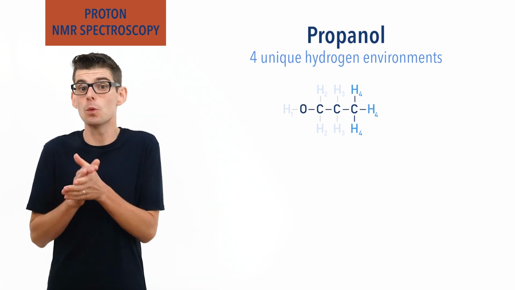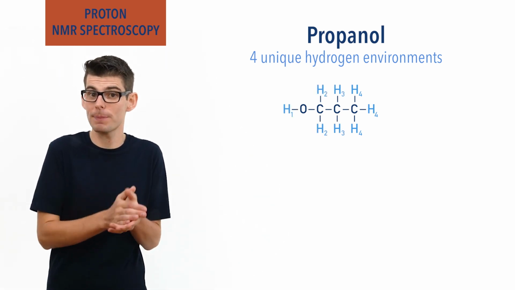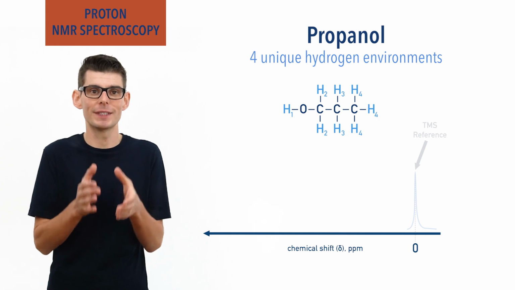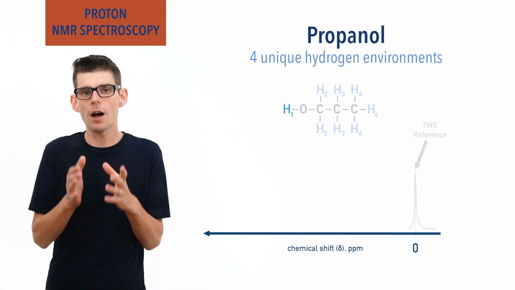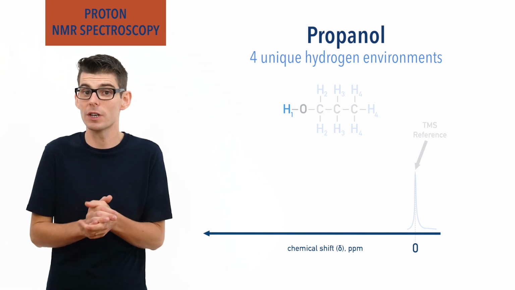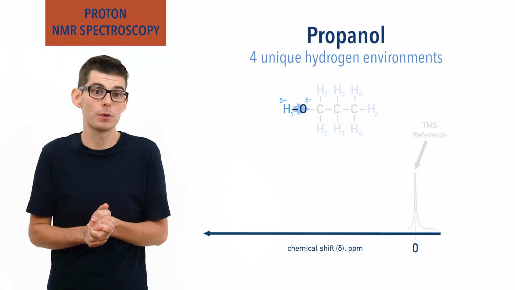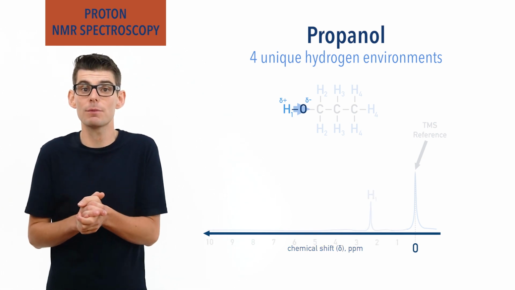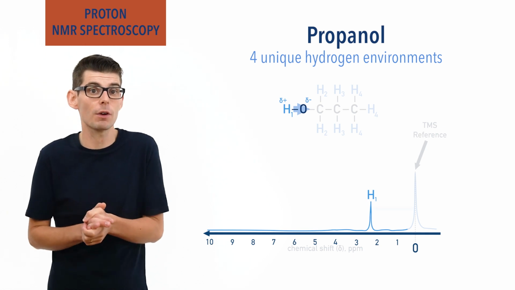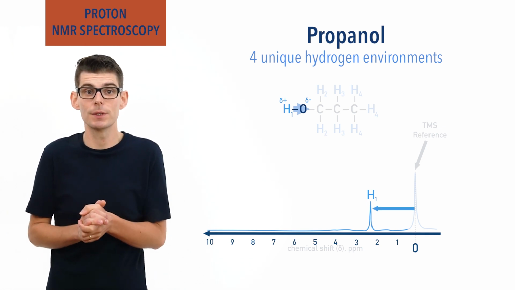We can predict where the peaks for each of these unique environments are likely to be on a spectra by thinking of electron density. In the first hydrogen environment, the high electronegativity of the oxygen atom will pull electrons away from the hydrogen atom's proton, meaning, as we've just seen, a greater ppm shift, far from the 0 ppm reference of the hydrogen atoms in the TMS standard.